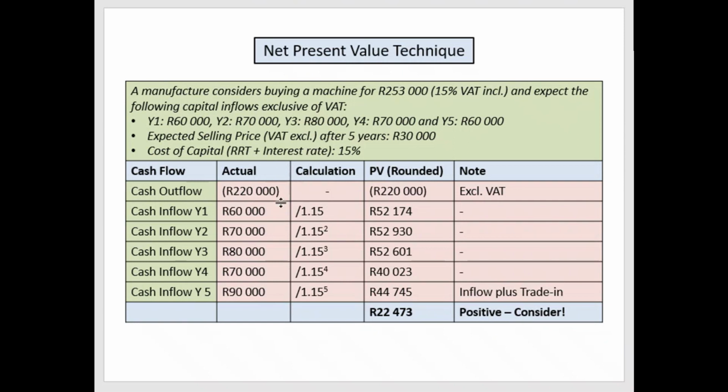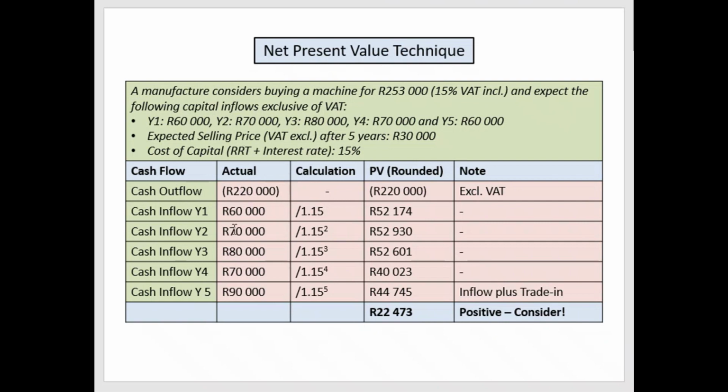And then you do this calculation. In year one, you divide that 60,000 by 1.15. Why 1.15? Well, 1 plus whatever your cost of capital is. If your cost of capital was 20%, it would be 1.2. If your cost of capital was 10%, it would be 1.1. But now your cost of capital is 15%, and so it is 1.15.